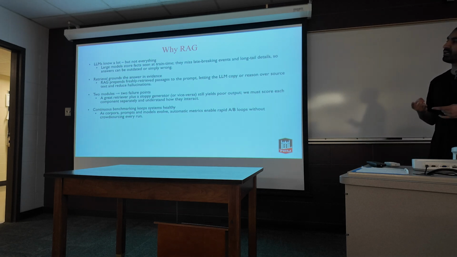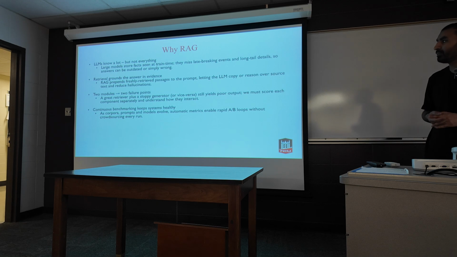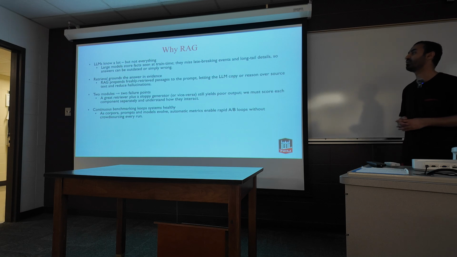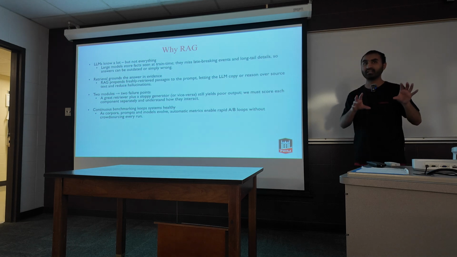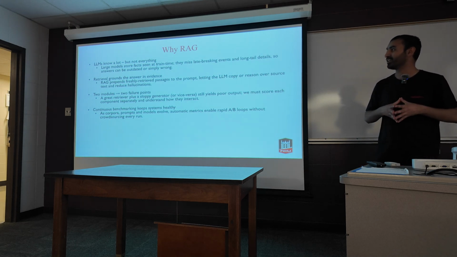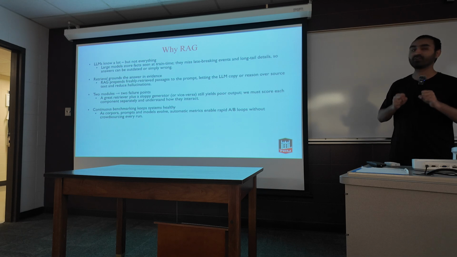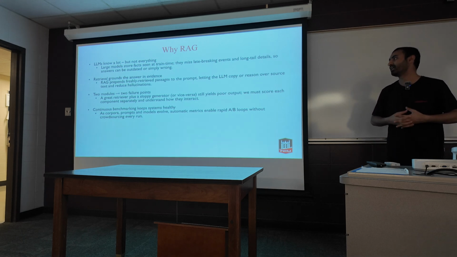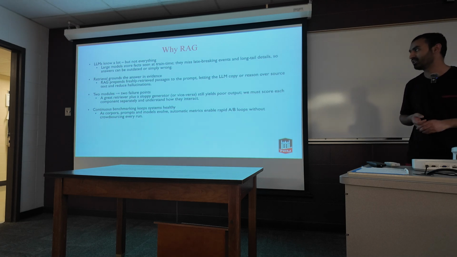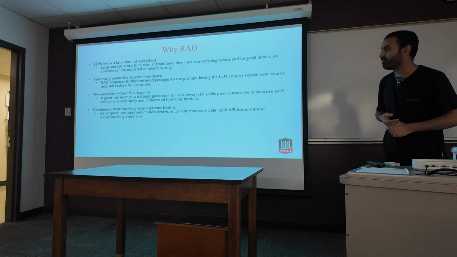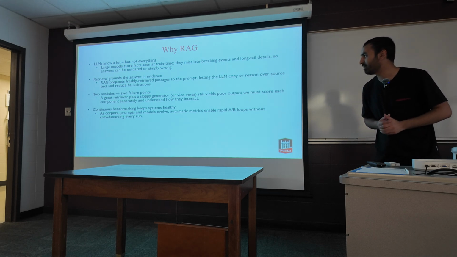One more thing is two modules, two failure points. What does that mean? A great retriever plus a sloppy generator still yields a poor output. We must score each component separately and understand how they interact. We have two components, one is the retriever and another is the generator, so we have to be concerned about the information we are getting from both. Otherwise, if either the retriever or the generator fails, then the output is not good. One more thing is that continuous benchmarking keeps the system healthy.